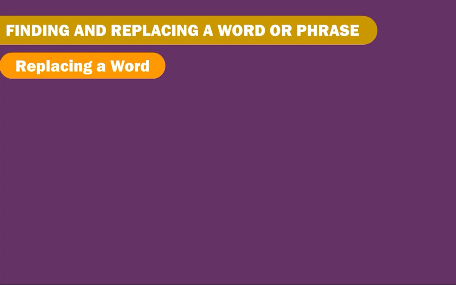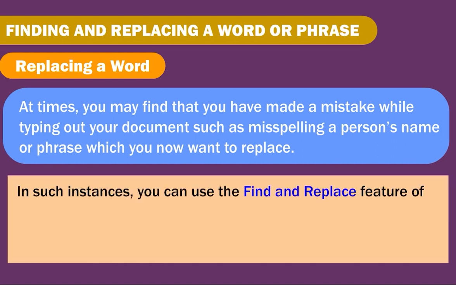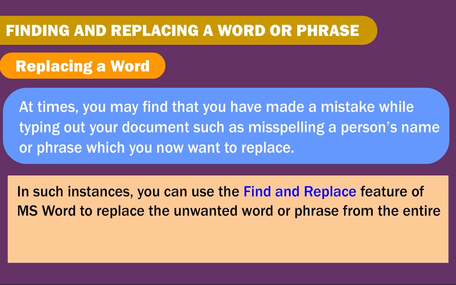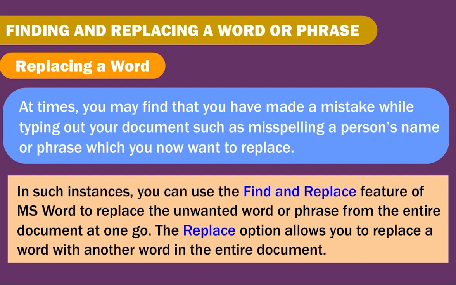Replacing a word. At times, you may find that you have made a mistake while typing out your document, such as misspelling a person's name or phrase which you now want to replace. In such instances, you can use the Find and Replace feature of MS Word to replace the unwanted word or phrases from the entire document in one go. The Replace option allows you to replace a word with another word in the entire document.